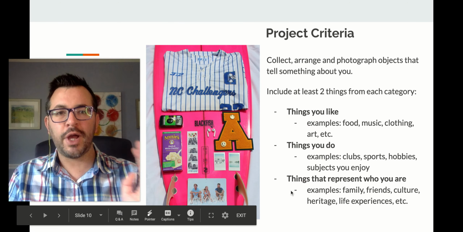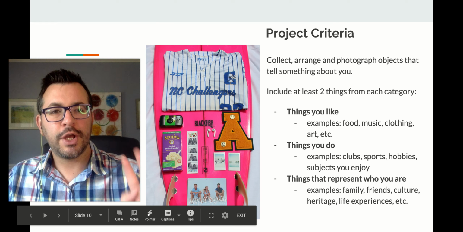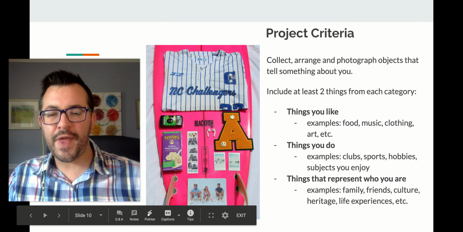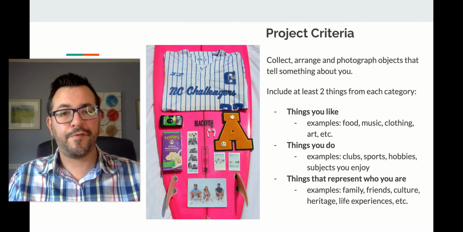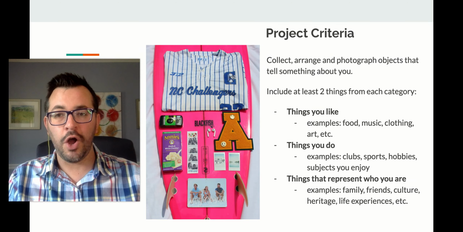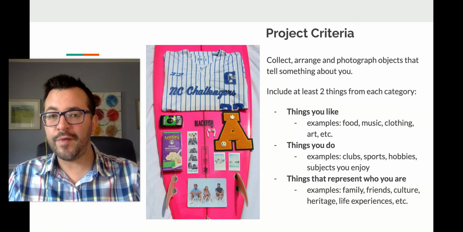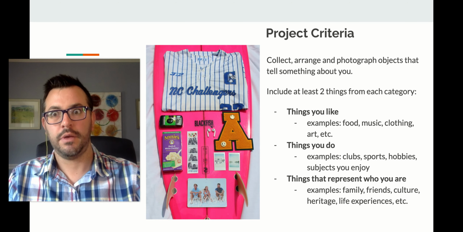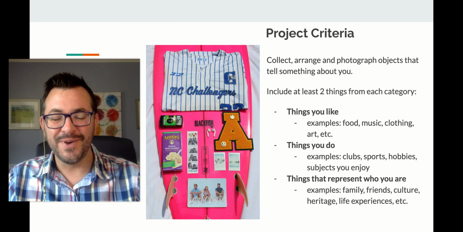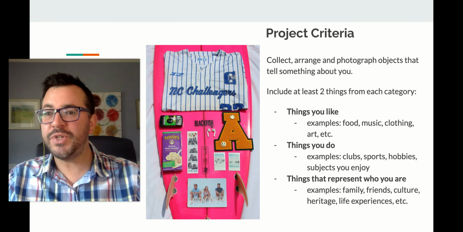So here are your project criteria, right? Collect 2 things from each category. So things you like. That could be food, music, clothing, art, right? Anything that you enjoy. Things you do. Are you involved in any clubs, sports, hobbies that you might do, objects that represent that, subjects you enjoy, right?